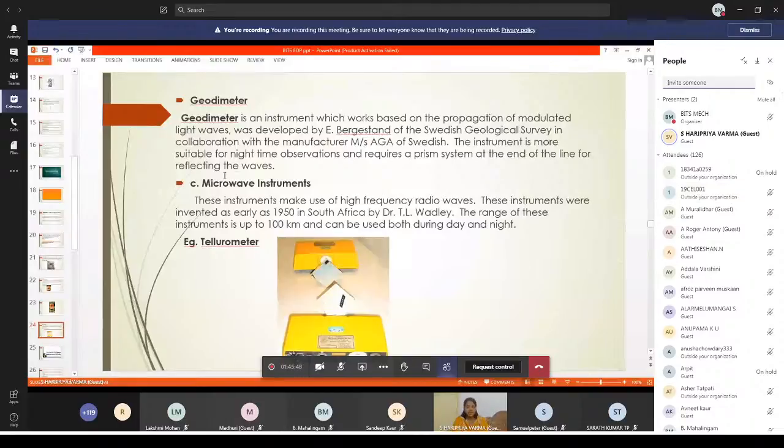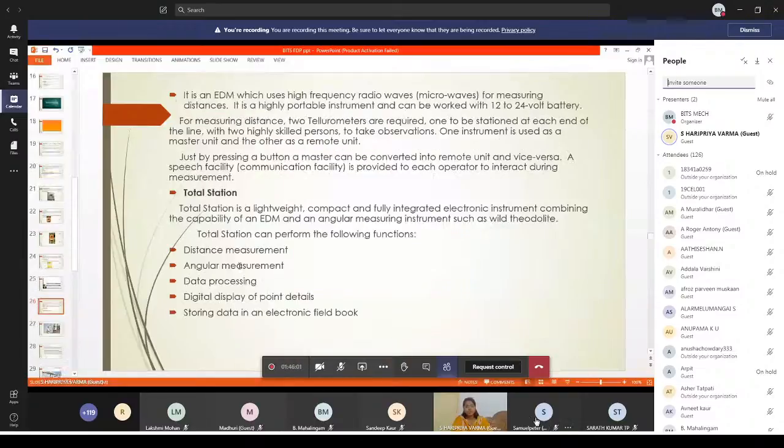So whatever the image is, it is an instrument called a tellurometer. It is an EDM which uses high-frequency radio waves, that is microwaves, for measuring distances. It is a highly portable instrument and can be worked with a 12 to 24 volt battery.